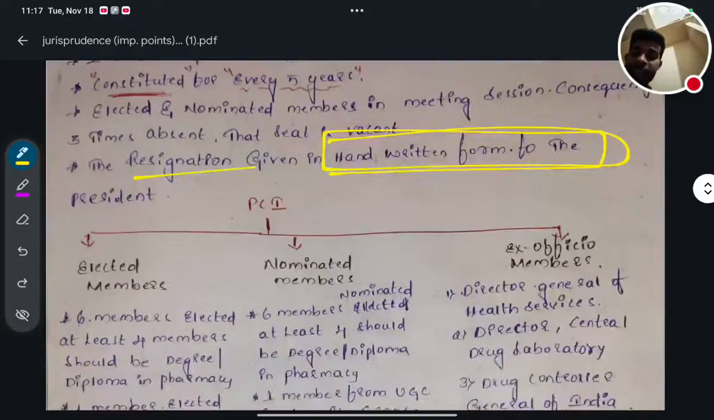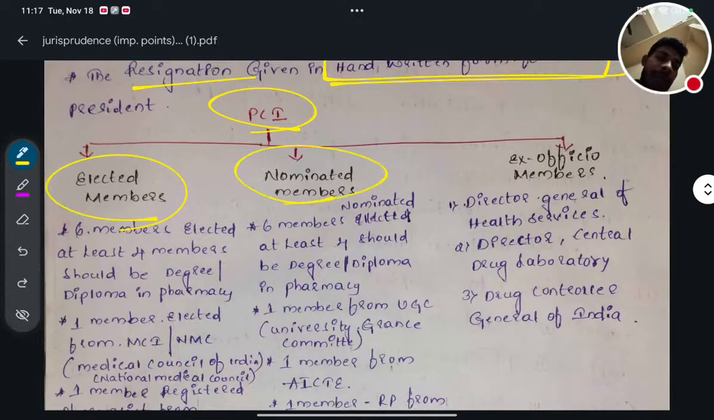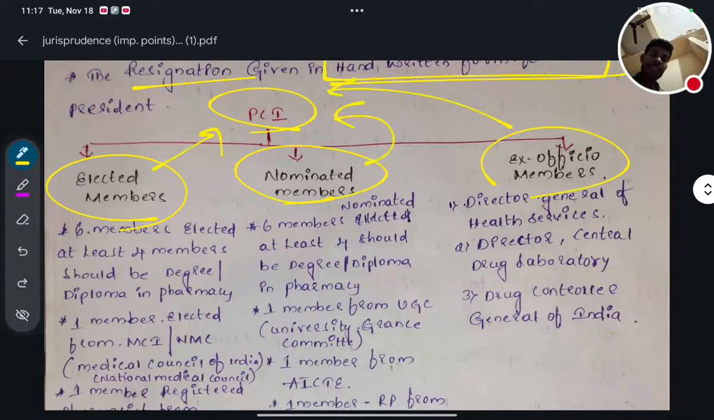Okay. Next, PCI, the Pharmacy Council of India. There are three parts: elected members, nominated members, and ex officio members. All these members are included in the PCI. This PCI is constituted of elected members, nominated members, and ex officio members.